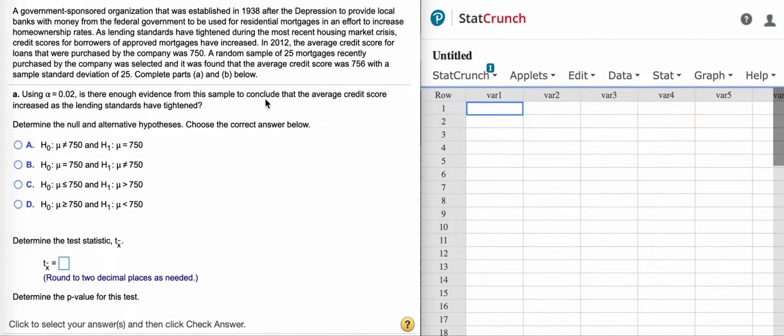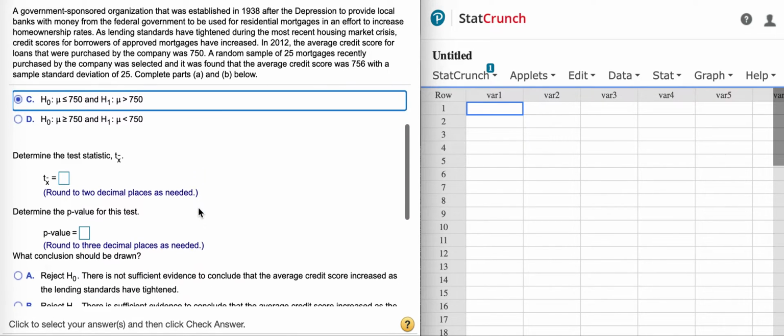So let's conduct our hypothesis test. In part A, they suggest using a significance level of 0.02. And using that alpha, is there enough evidence from this sample to conclude that the average credit score increased as the lending standards have tightened? So our hypothesis that we're trying to argue is that the mean has increased. If we look at part C, they're arguing that it's 750, and we're trying to argue that it's greater than. So C would be the best choice for the hypothesis.